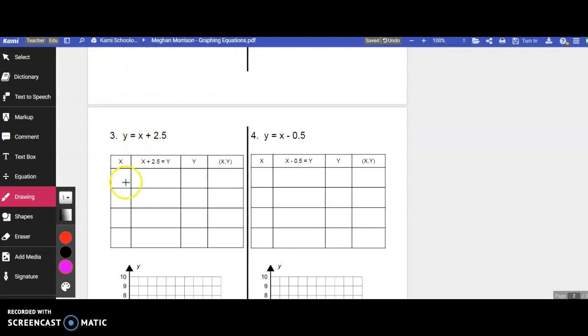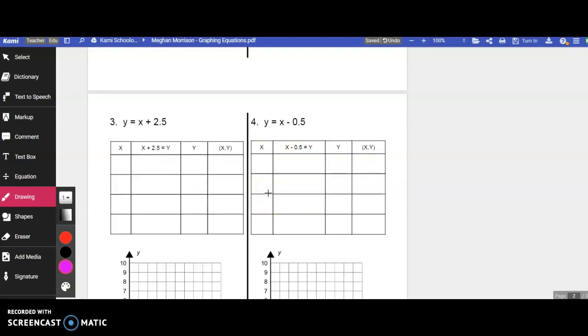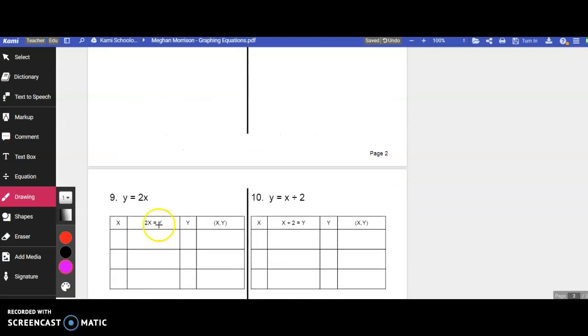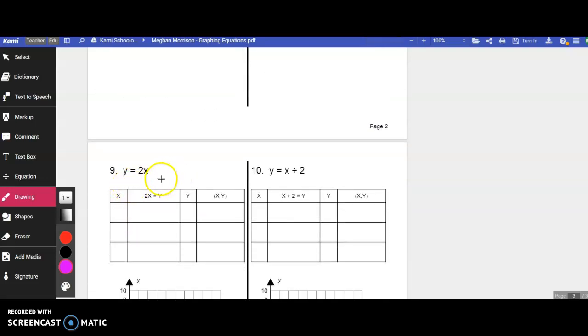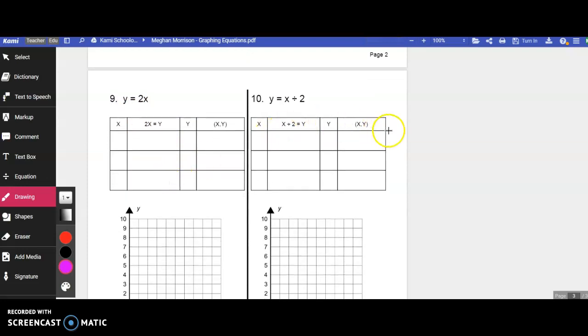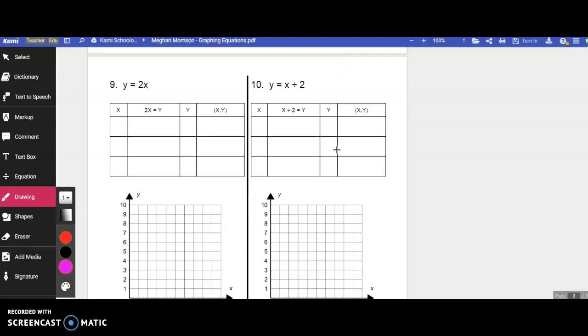Okay, here we have x plus 2.5 equals y. So whatever x you start with, add on 2.5. That will give you your y. Then you can have a point. This one is subtracting 0.5. These are the ones I would recommend using a calculator for. Y equals 2x. So 2 times x. X divided by 2 for this one. I would choose even numbers for this one.